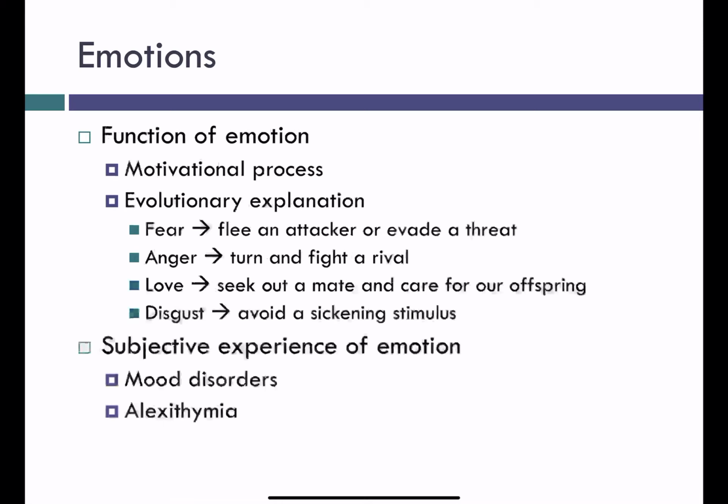And emotions play a role in a lot of things. They can motivate action. They can trigger motivated behavior. They can lead us to set goals or can be a goal themselves. But they're really key to successful relationships. And we can come up with several evolutionary explanations for why it's important that we even have emotions. So we can think about fear leading us to flee from an attacker, anger leading us to fight a rival, love leading us to seek out a mate and care for our children, disgust leading us to avoid something that made us sick. So there are certainly reasons why we have developed emotions.